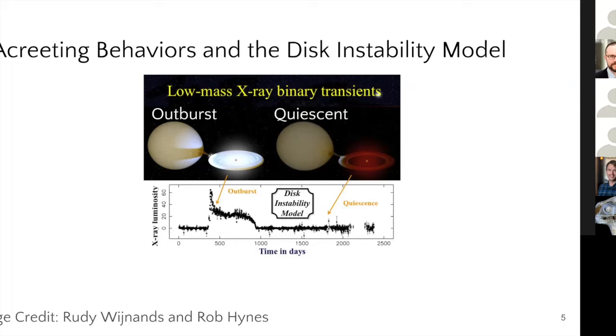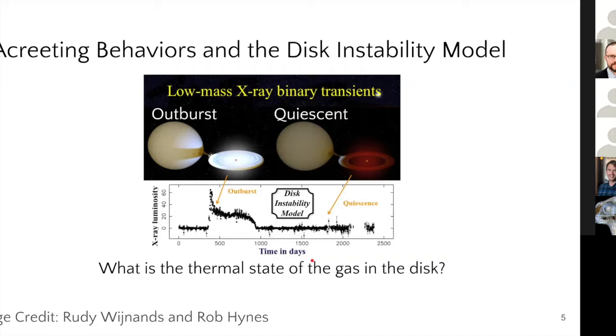As I stated before, we use X-rays as a proxy to understand accretion behaviors. In this plot here, we have a change of X-ray luminosity due to the mass accretion rate over time. What this model describes is the thermal state of the gas in the disk. Is the gas in the disk hot or cold? When the disk is cold, we can assume that hydrogen is not being ionized and there's a low accretion rate. In this plot right here, this is where the lines are flat. This is what we call the system being in quiescence.